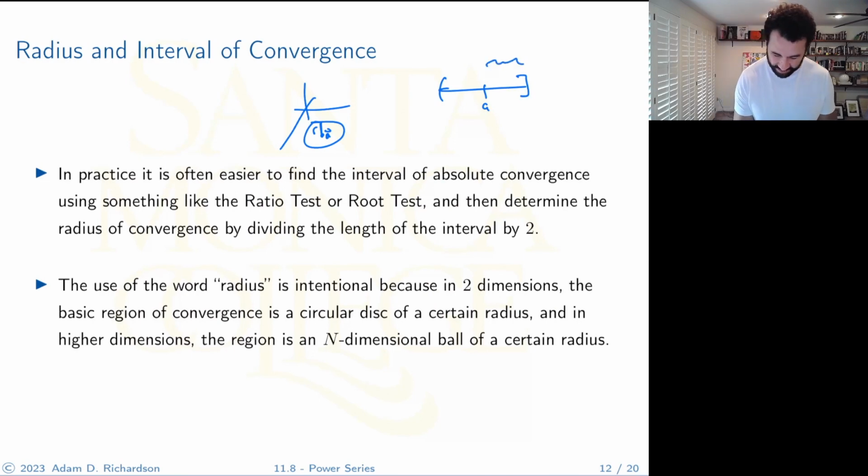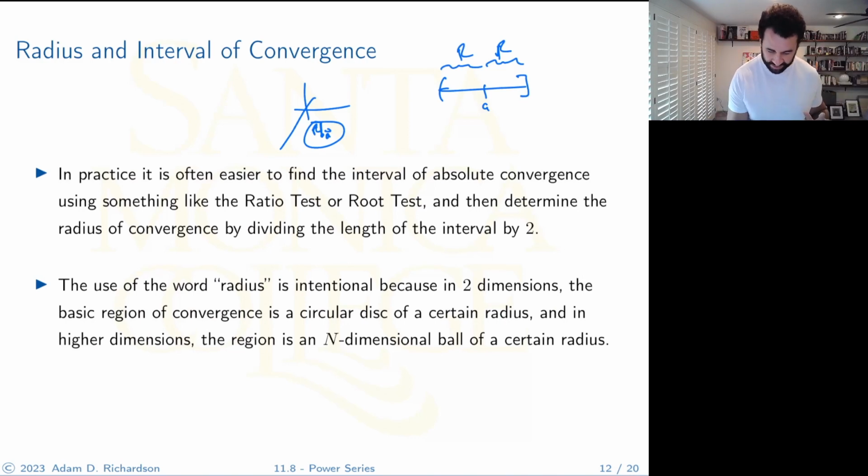And here, this would be capital R. That should be capital R too. Capital R. And that's really it. So that's why we call it a radius. And what gets even cooler is you can extend this idea to any number of dimensions that you want.